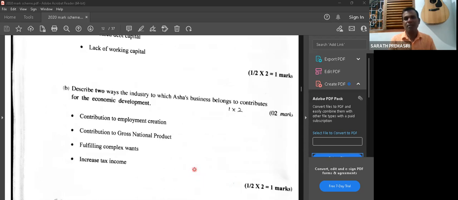Just see whether you are able to identify the type of business. Is it a sole trader business? Is it a partnership business? Or is it a kind of company? Whatever the business is, first you have to identify the type of business, and thereafter you can write some limitations with regard to this type of business. I'll give you 2-3 minutes to complete it.